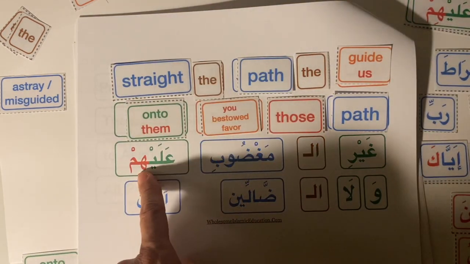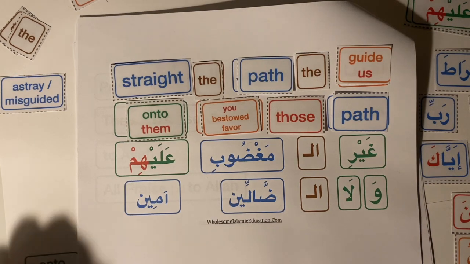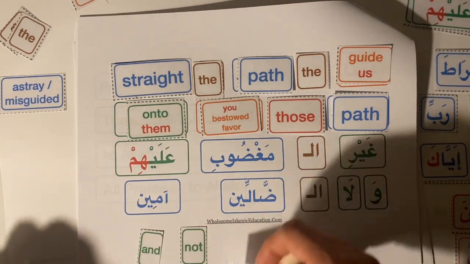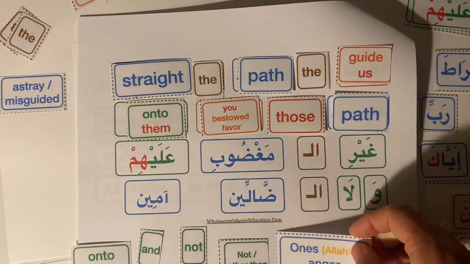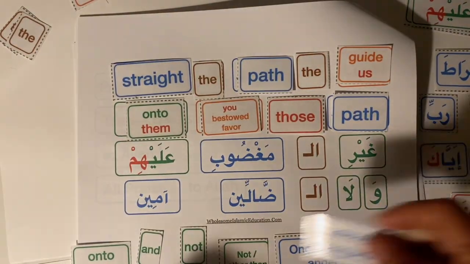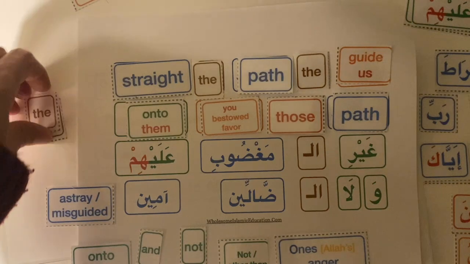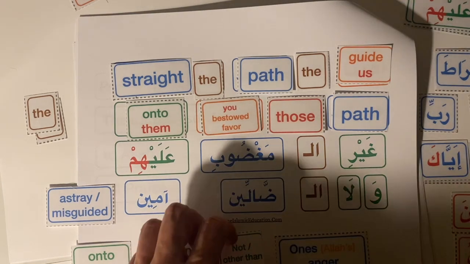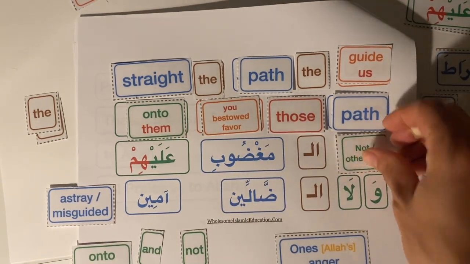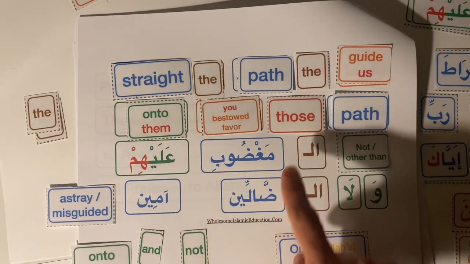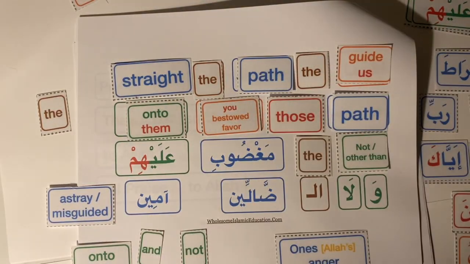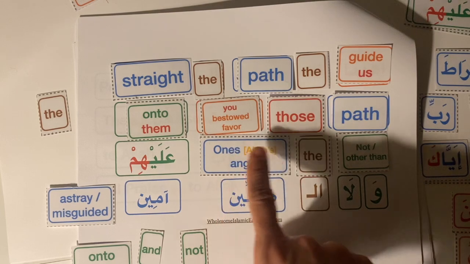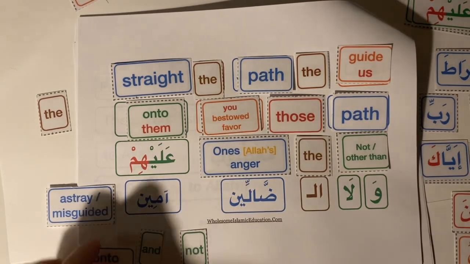Ghayril maghdubi alayhim. Ghayri, so it should be one of these, not the ones who have basically acquired your anger. Wa la adh-dhallin, nor the ones who are astray. So these are the words that we have left over here. So ghayr, it's either not, other than, or just not. So ghayr is basically other than or not. Okay? Al-maghdubi alayhim, that's the maghdub alayhim. Basically ones who have earned Allah's anger. Okay? Or ones that Allah's anger is alayhim, is onto them.